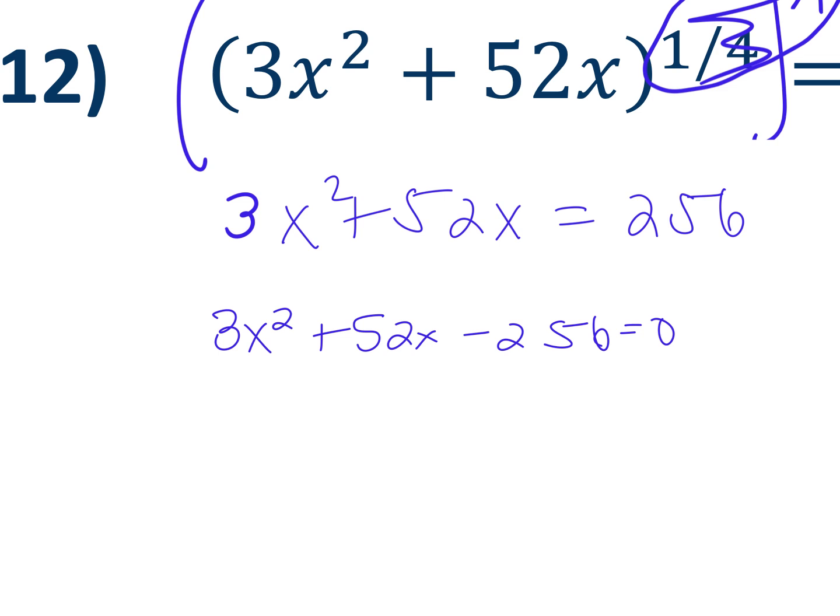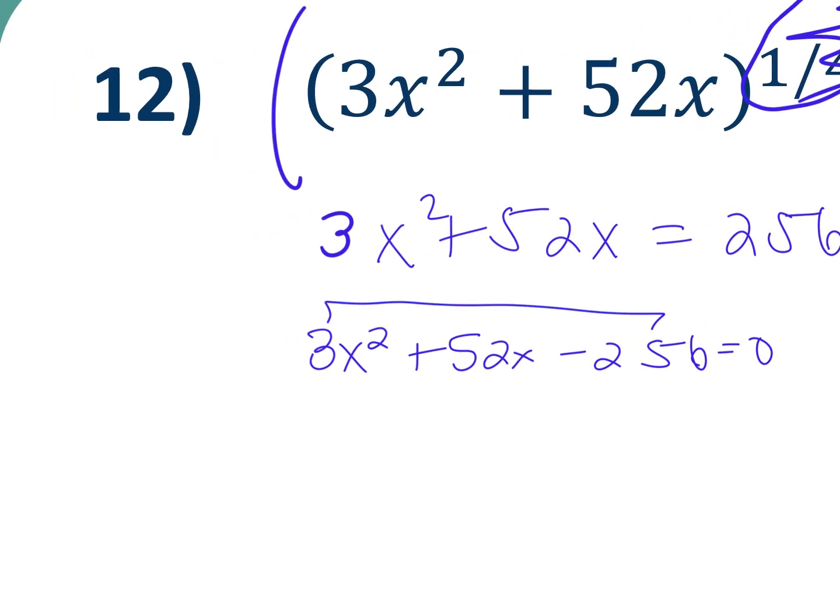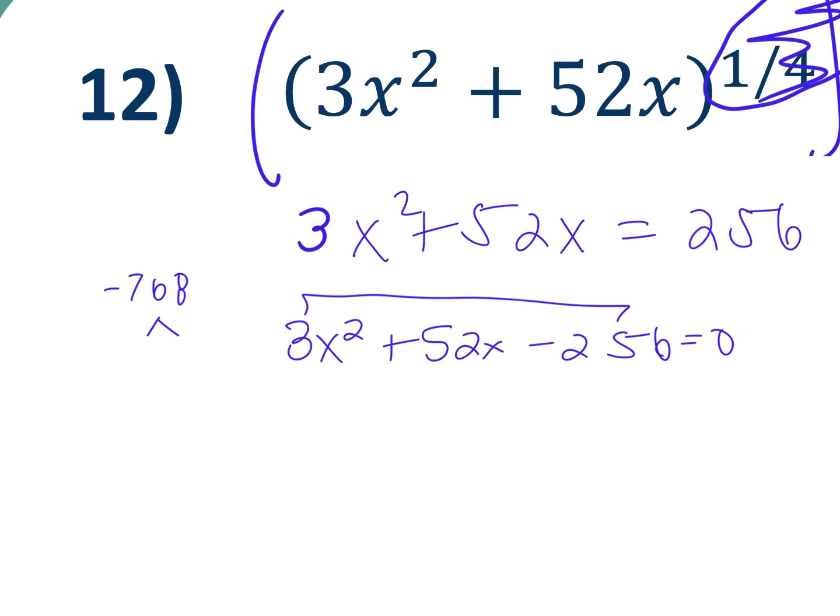There's no GCF. This isn't a perfect square trinomial or anything. So what do we do? Multiply A times C. Factors of, what is 256 negative times 3? Negative 768, okay? Factors of negative 768. They're going to multiply to give me negative 768, but add to give me 52.